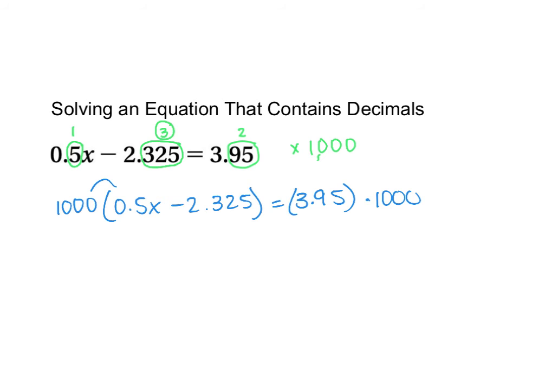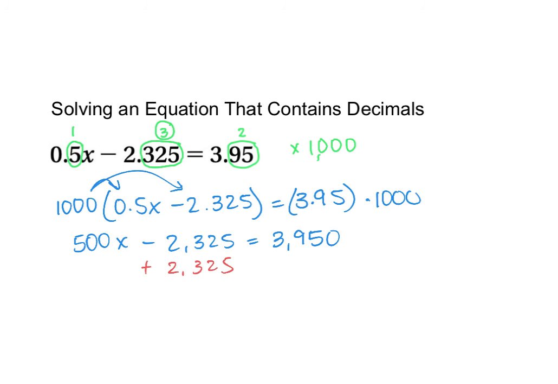We distribute this 1,000 and we get 500x minus 2,325 equals 3,950. All we're doing is moving the decimal place over the number of zeros that we have, so in this case, 3 decimal spaces. This again is an equation we know how to solve. All you have to do is add 2,325 to both sides, and then once you get that, you would divide by 500.